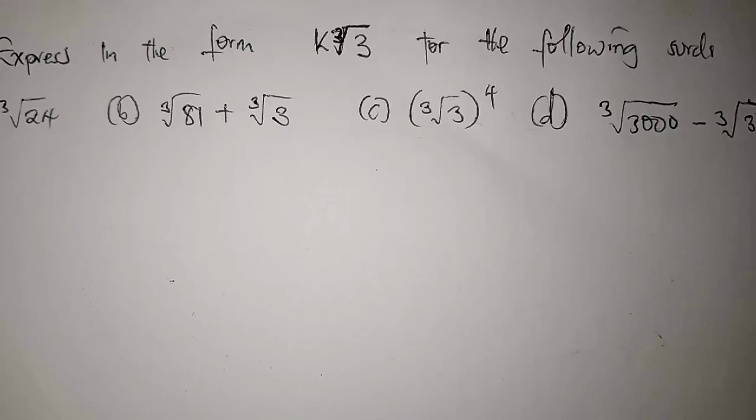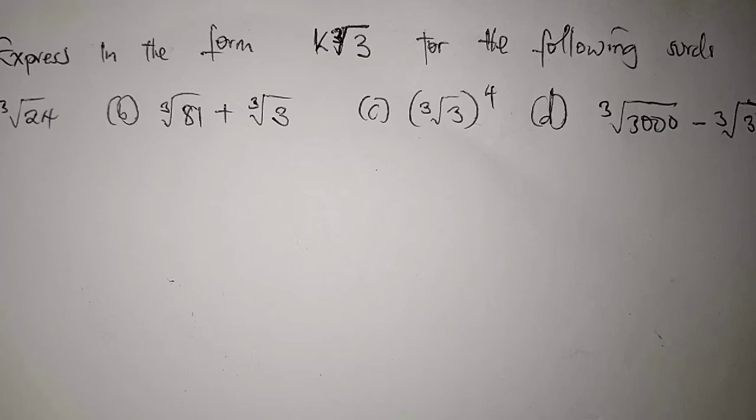We're going to look at a question under surds which is saying express in the form k multiplied by the cube root of 3 for the following surds: a, which is the cube root of 24, b, which is the cube root of 81 plus the cube root of 3, c, which is the cube root of 3 raised to an exponent 4, d, the cube root of 3000 minus the cube root of 375.